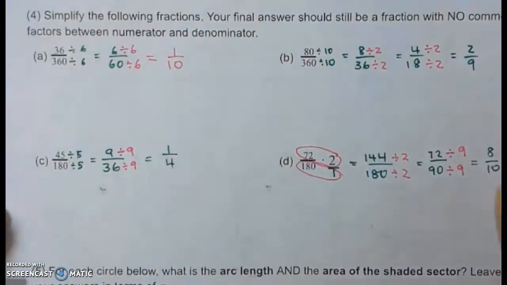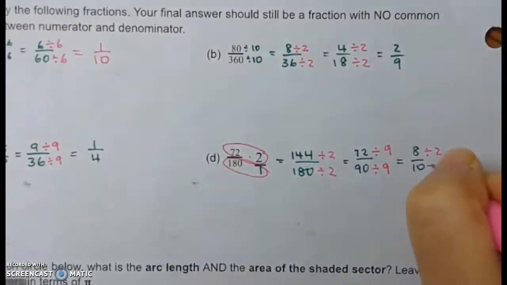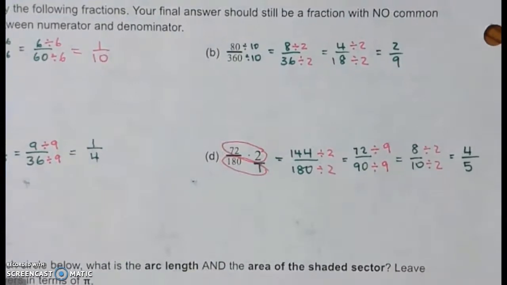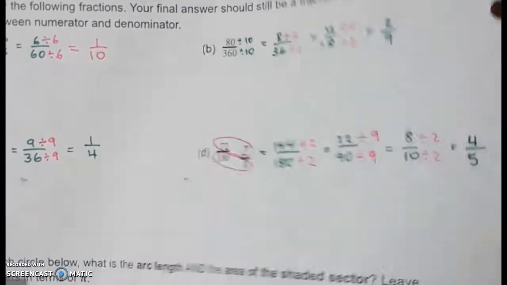I still know that they are even, so I can divide both top and bottom by 2. And that becomes 4 over 5. And that's the simplest fraction.